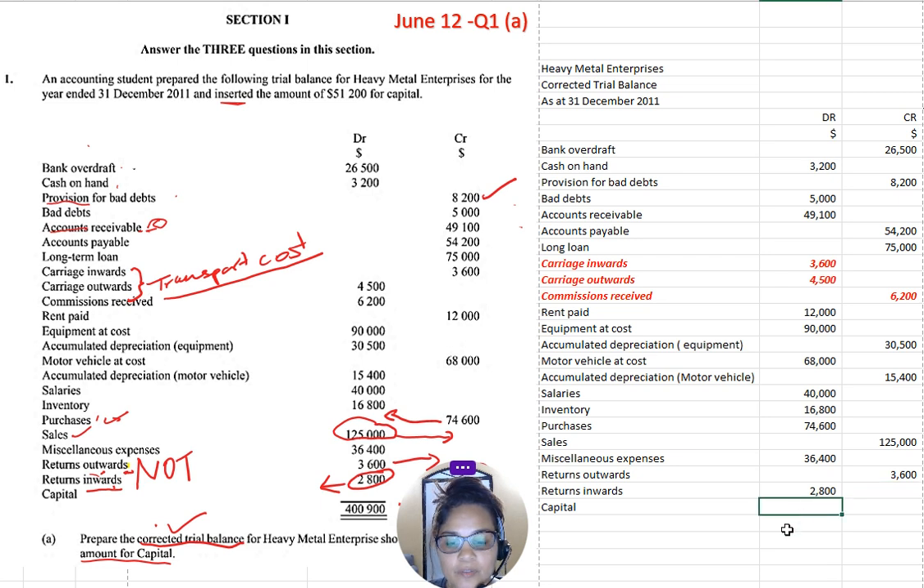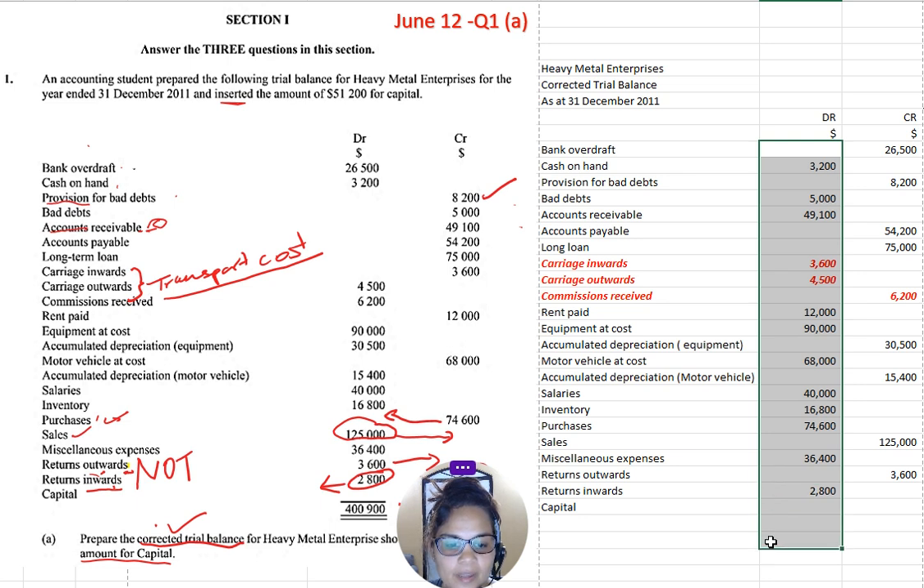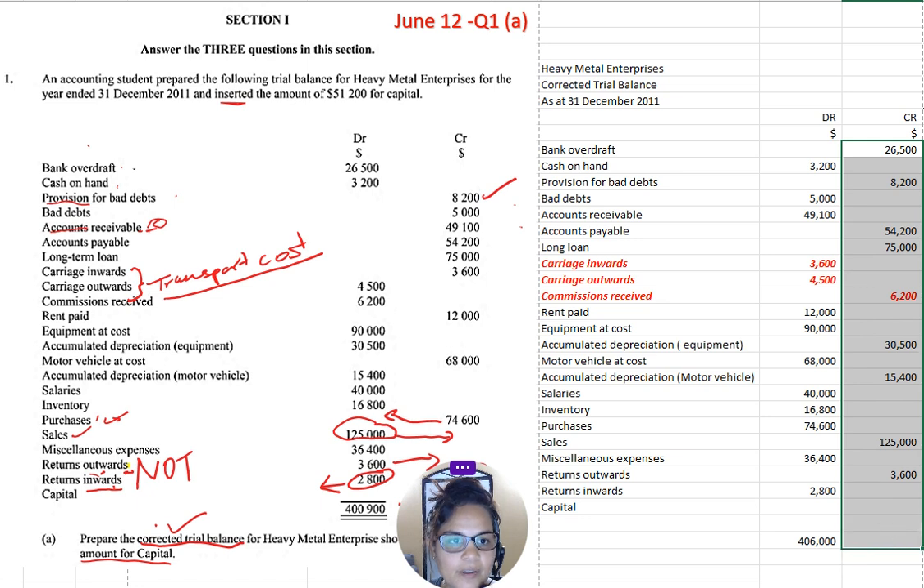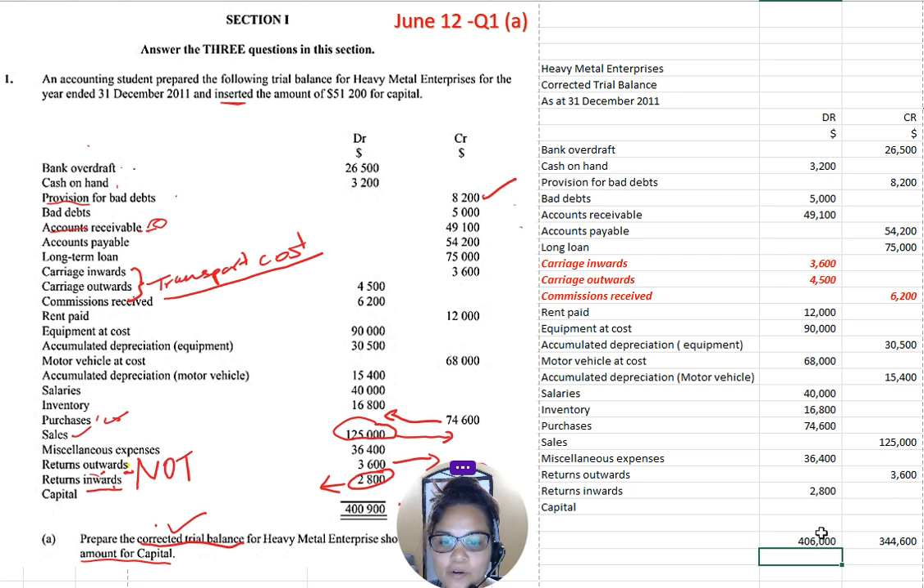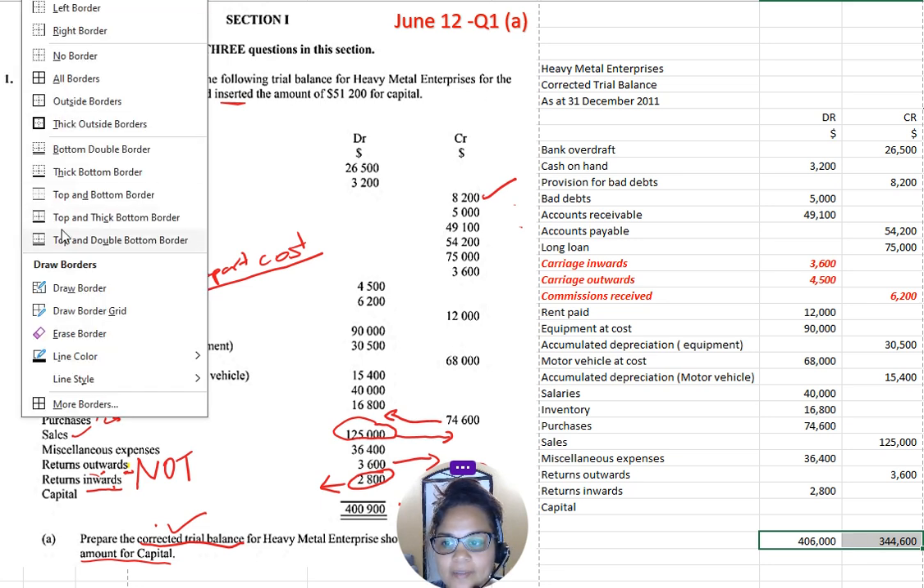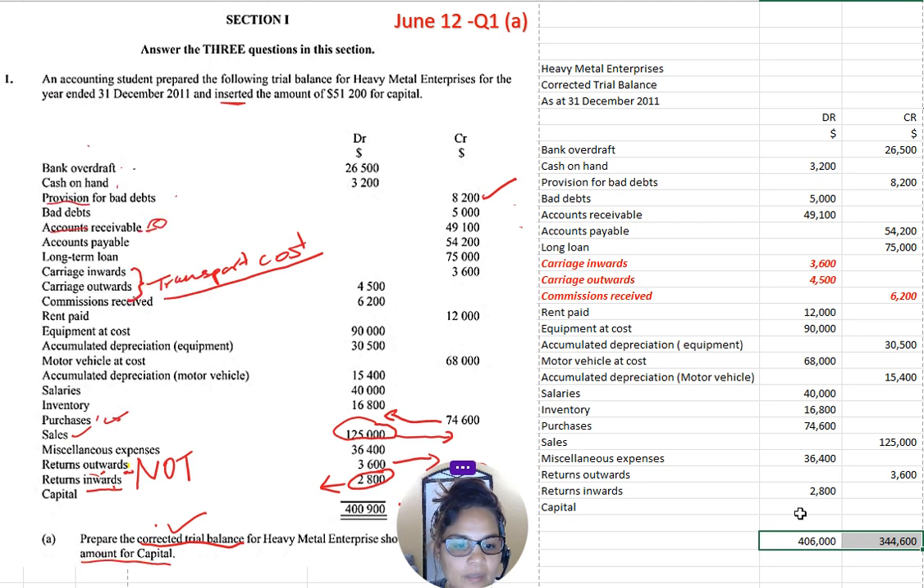So now you just have to find your corrected capital. And how do you do that? You total your debit side, you total your credit side. Now capital, as you know, is a credit entry. So therefore you're looking for a difference on your credit side. Looking at the two balances here, automatically you can see that the credit side is less than the debit side. So therefore the difference is your capital.